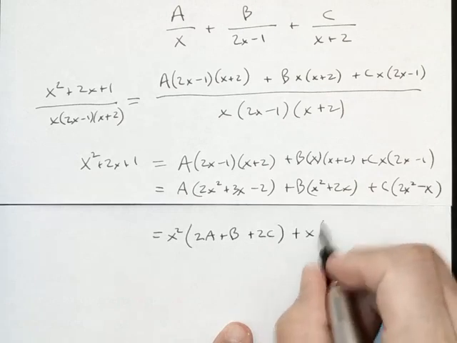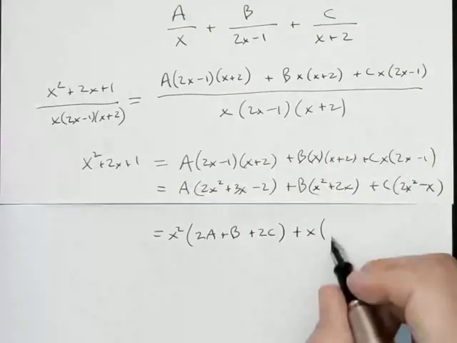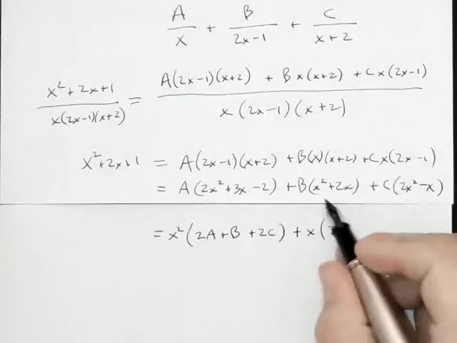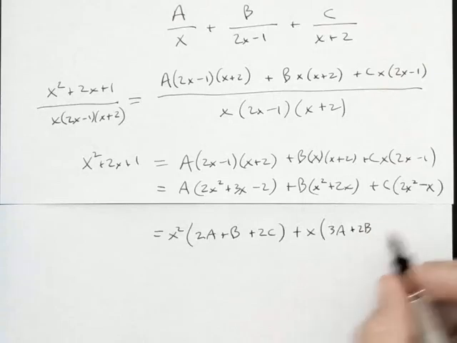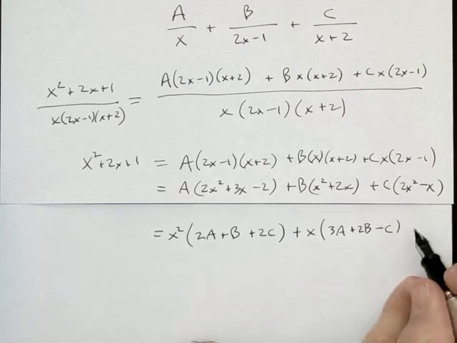How about x coefficients? What x coefficient do I get from the first set of parentheses? 3a. Just give me that one. Now we go to the second set of parentheses, and I get a 2b from there. And then here I get a minus c, because that's negative right there. And then last, but by no means least, constants. Things without x's at all, there's only one. From the first set of parentheses, I get a minus 2a.